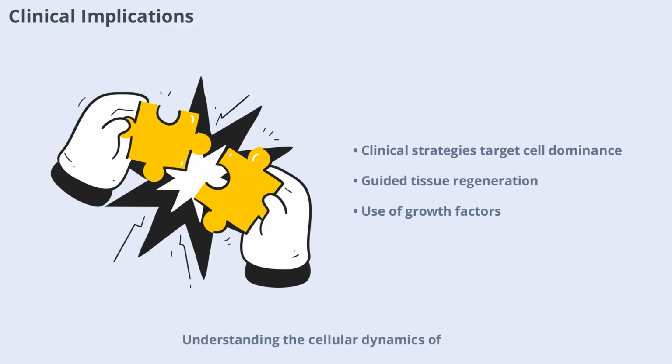Understanding the cellular dynamics of periodontal healing has direct clinical implications. By manipulating the healing environment, clinicians can encourage the dominance of periodontal ligament cells, increasing the chances of true regeneration. Techniques such as guided tissue regeneration and the use of growth factors are designed to optimize these cellular events. The ultimate goal is to restore both the structure and function of the periodontium for long-term oral health.